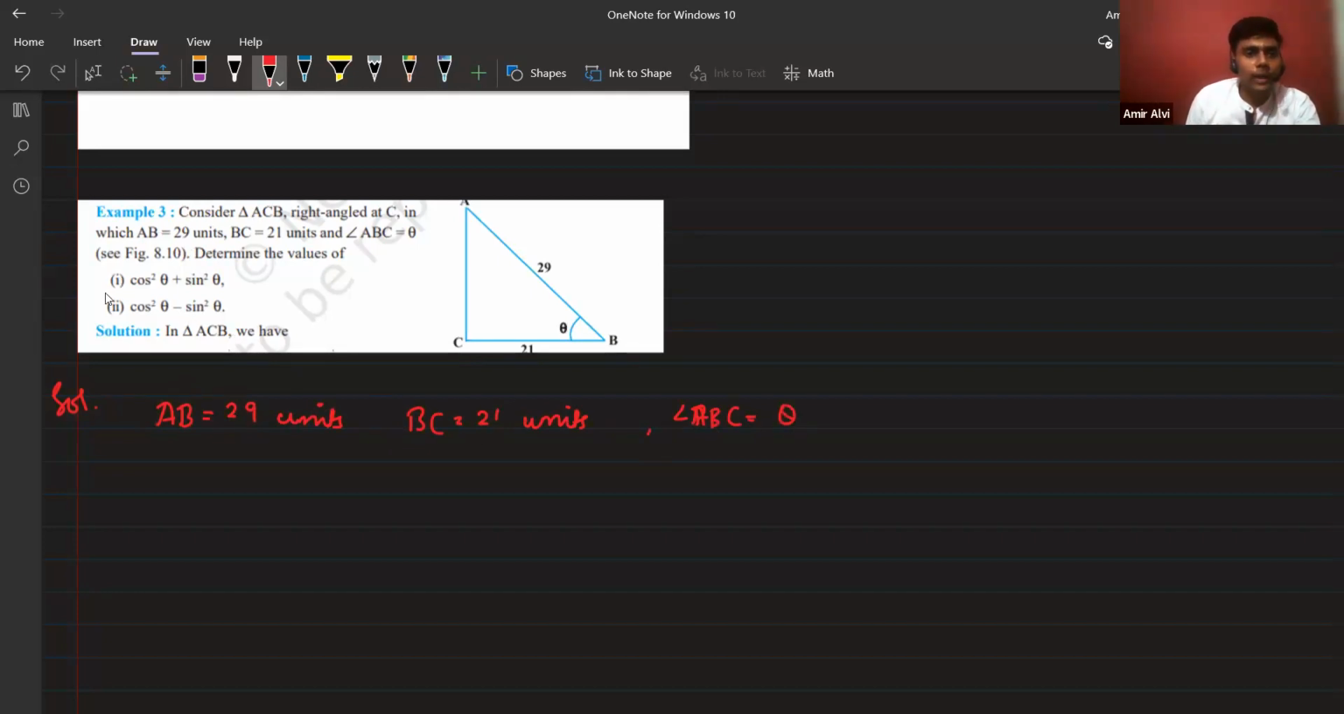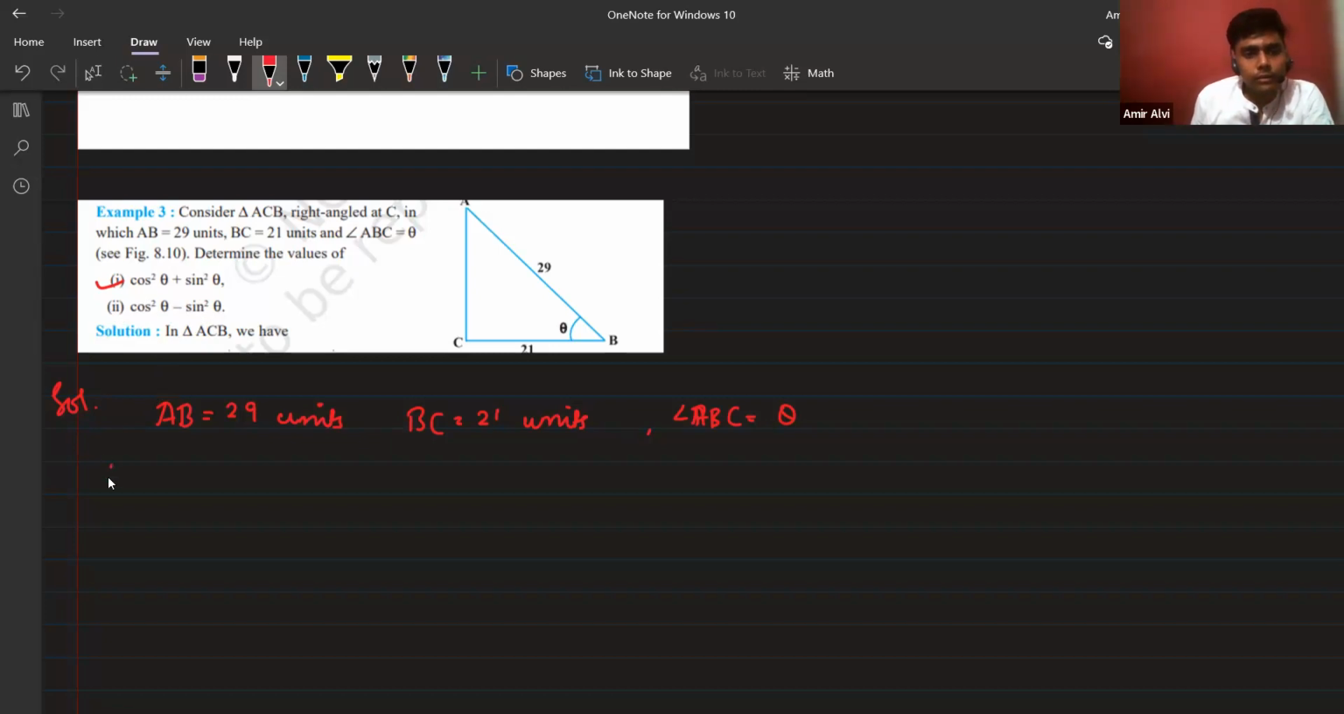Okay. So we have to find out two things. One is cos square theta plus sine square theta, and another is cos square theta minus sine square theta. So what should we find first? We should find first the value of cos theta and sine theta. Then we will do the further steps, right?